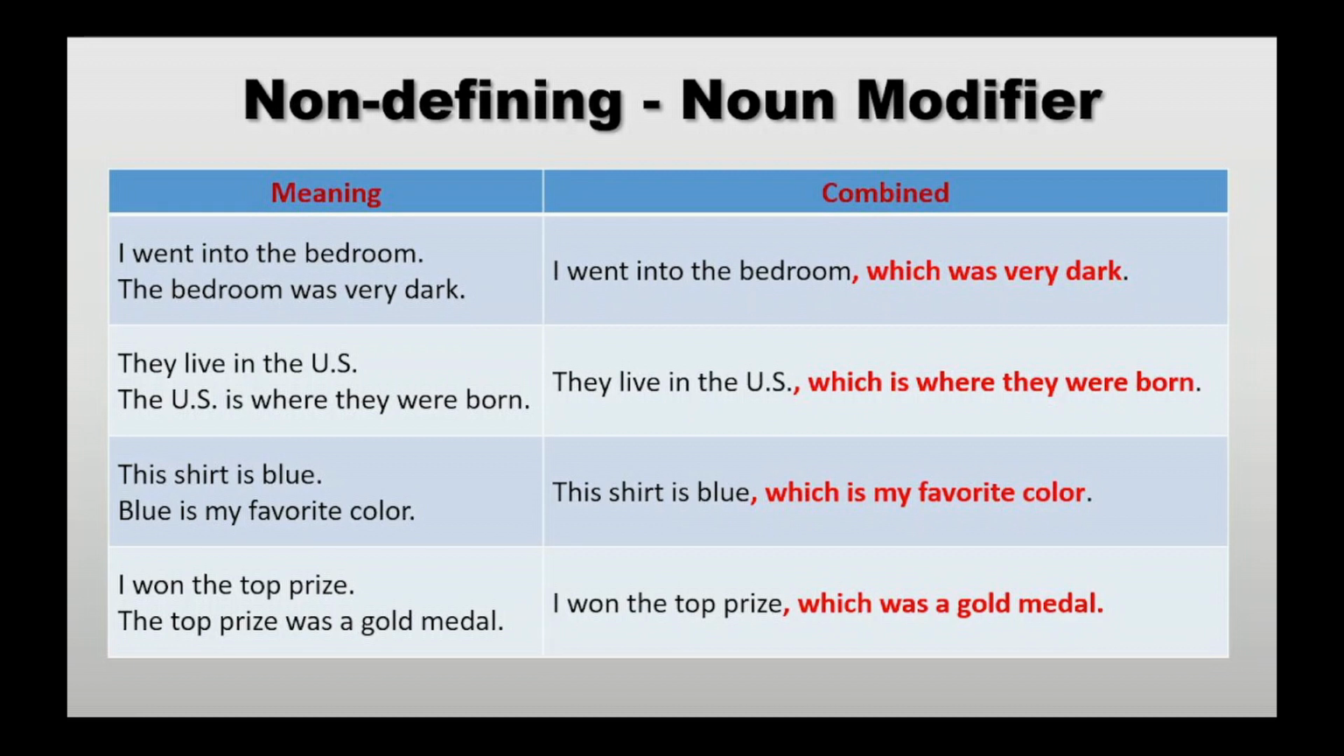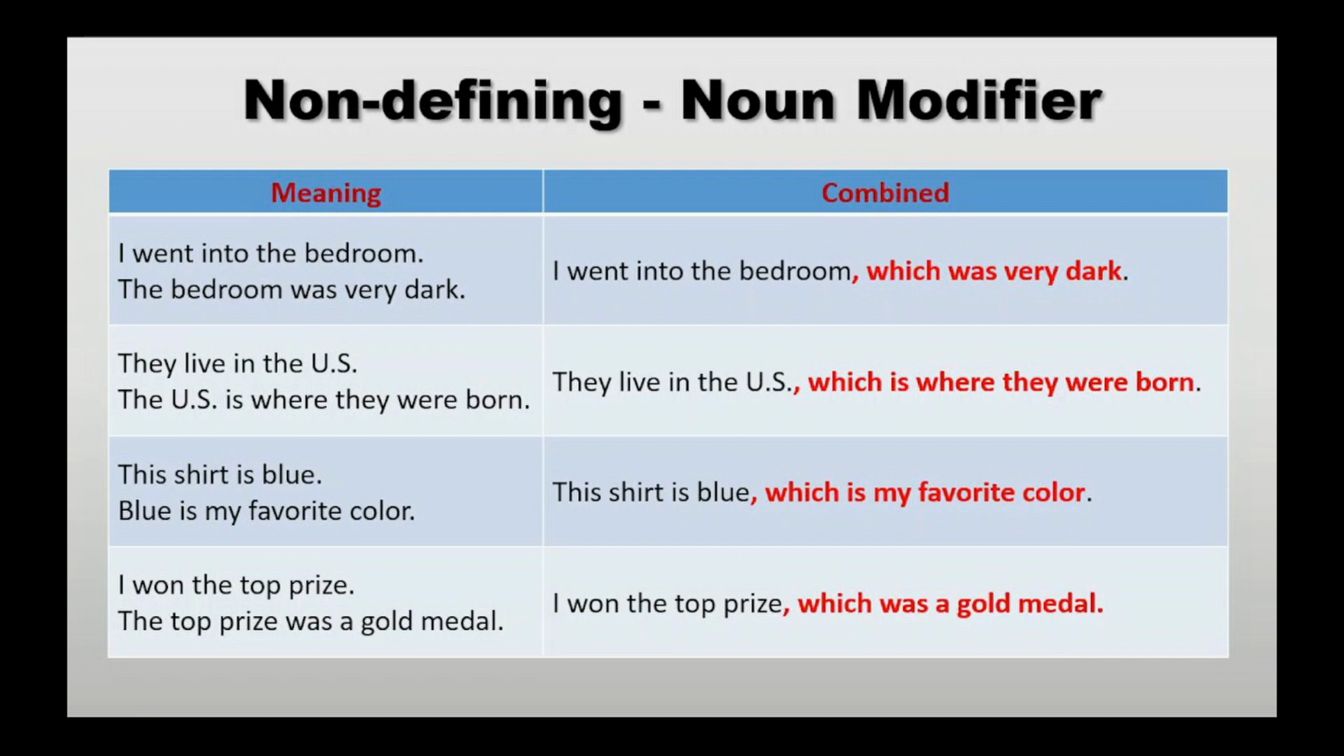So, I went into the bedroom. The bedroom was very dark. Now, in English, the bedroom has a specific meaning. It means like my bedroom or my house's bedroom or this house's bedroom. So it doesn't need to be defined. It already is defined. And the bedroom was very dark is just extra information about the condition of the bedroom. It doesn't define the bedroom. So in this case, to combine these sentences, we would have, I went into the bedroom, which was very dark.